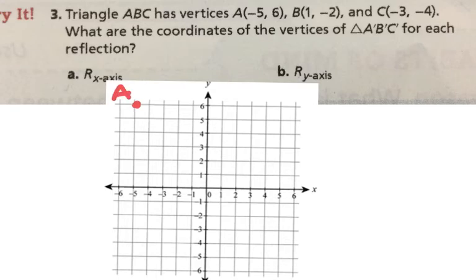B is at 1, negative 2. So I'm going to go right 1, down 2, which is here. So here, this is my point B. And then C is at negative 3, negative 4. It's going to put me here.